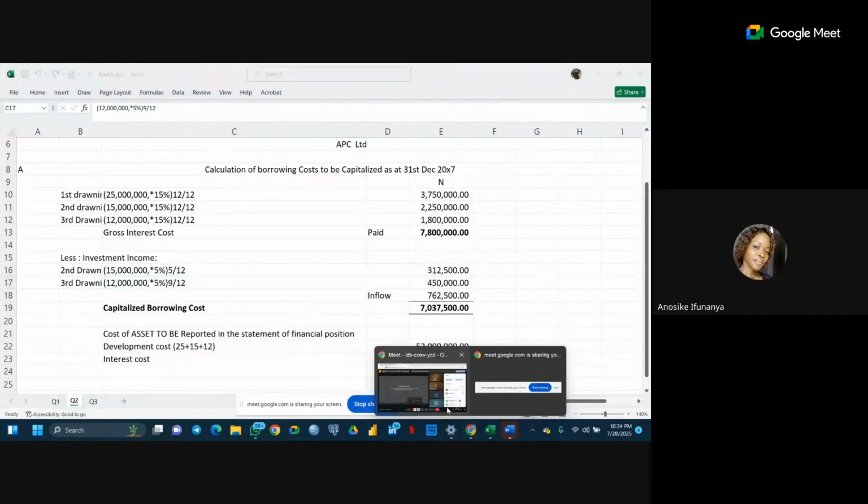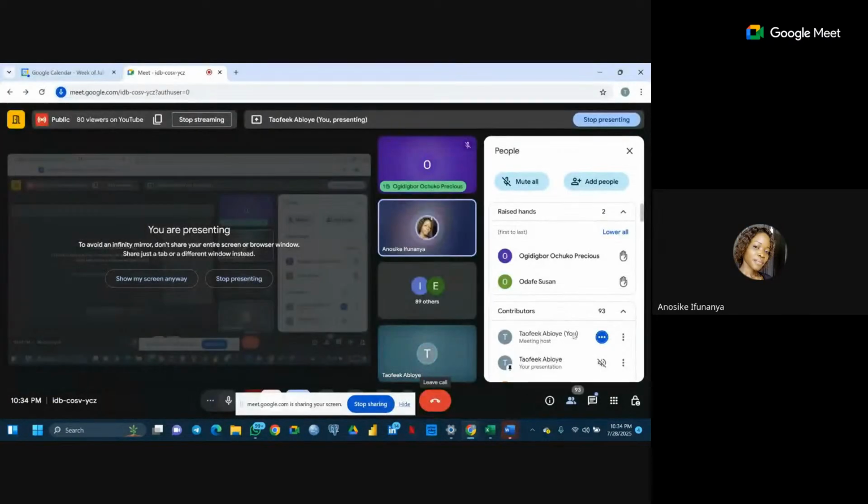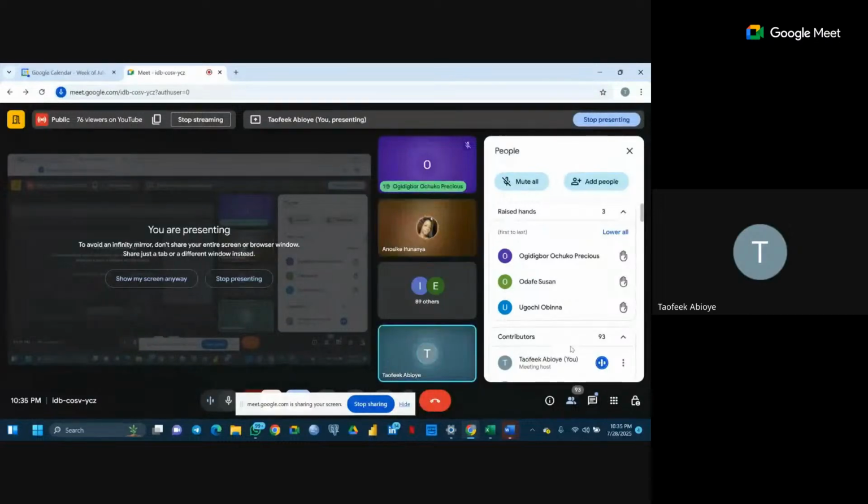Yes, sir. Yes, I just got it now. So that means it's how long the money stayed with him or her. Yes, how long the money stayed in the short-term investment before we withdraw it. Before we withdraw it, that is when we are going to receive our short-term investment.